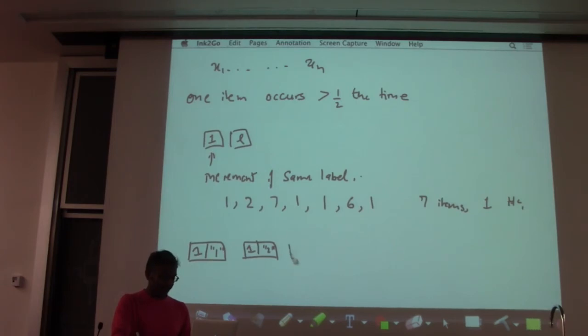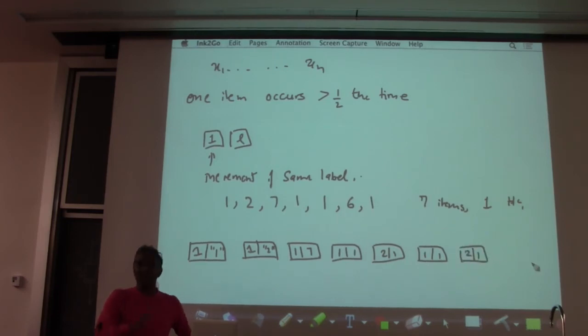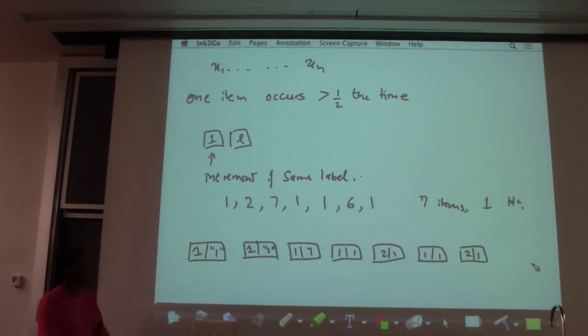Now I see 7. Now I see 1 again. Now I see 1 again. Now I see 6. And now I see 1. I return 1. So that's what the algorithm is doing.